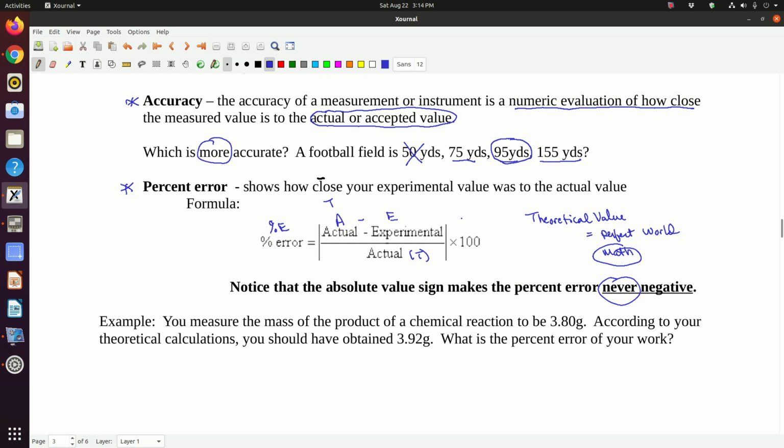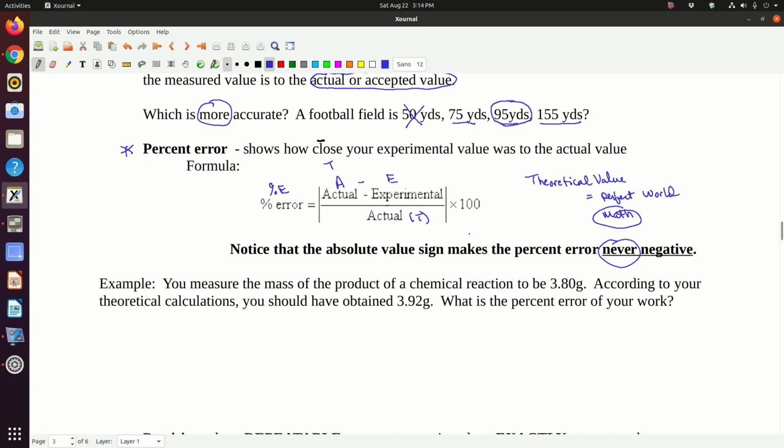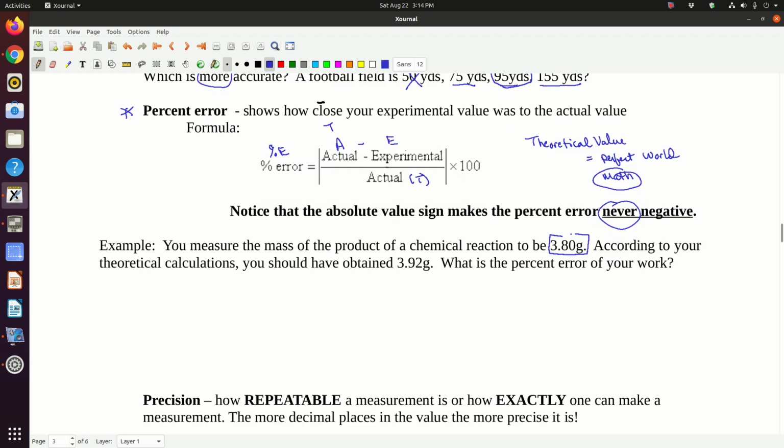So let's do an example. You measure the mass of a product of a chemical reaction to be 3.80 grams. According to your theoretical calculation, when you did the math, you should have come up with 3.92 grams. So this is the theoretical value according to your math. This is the experimental value. Even though it says the mass of the product in the reaction, this is what happened when you did the actual reaction. So that's the experimental value.